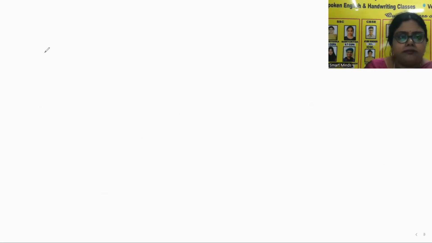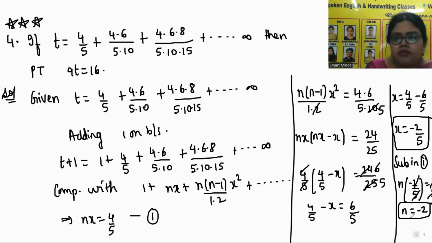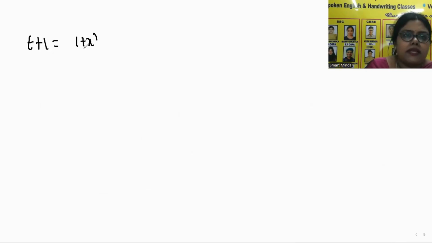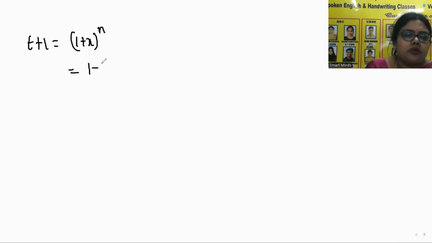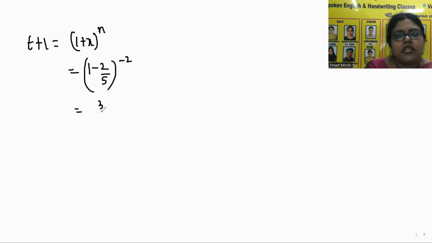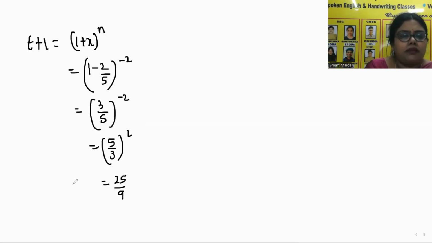So we got t plus 1 is equal to, what is the equation we got? 1 plus x whole power n. So we got x value as minus 2 by 5 and n value as minus 2. Minus 2 by 5 whole power minus 2. Now this is 3 by 5 if you take the LCM. To remove the negative power, we write 5 by 3 whole square. So that is 25 by 9. And t plus 1 is 25 by 9.